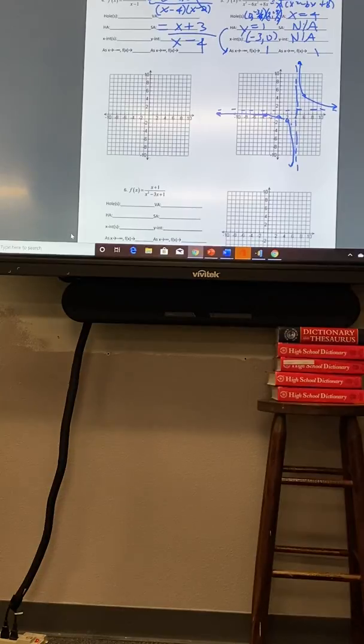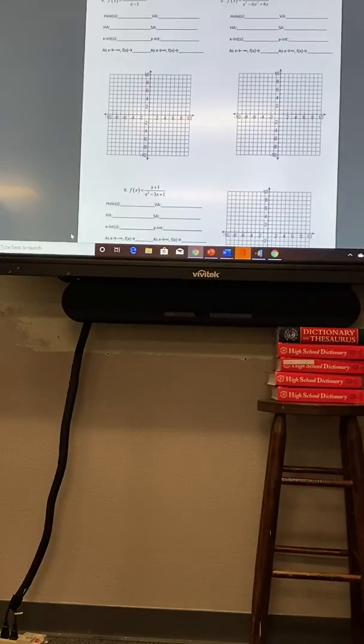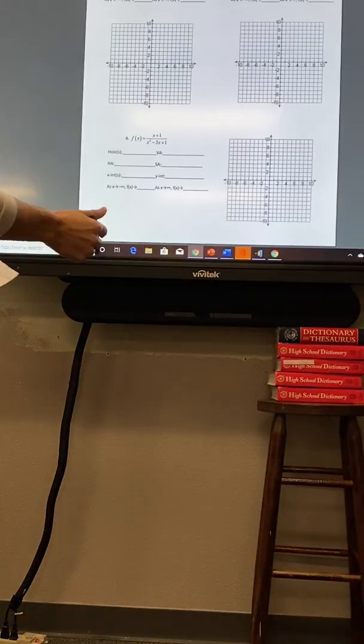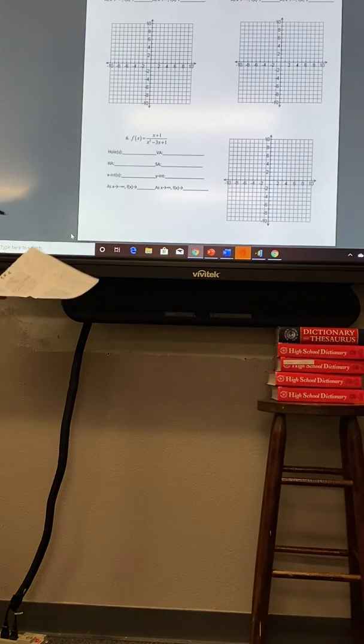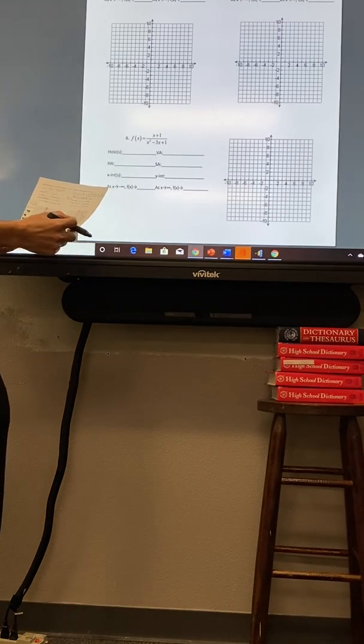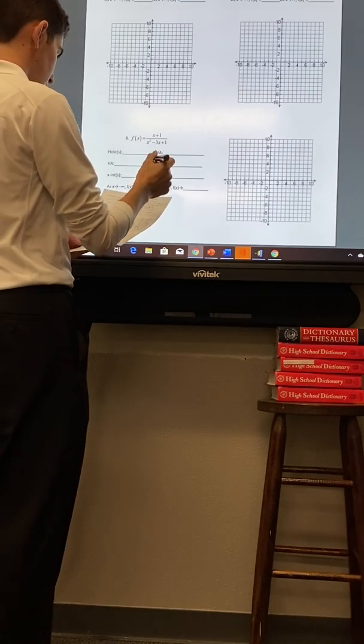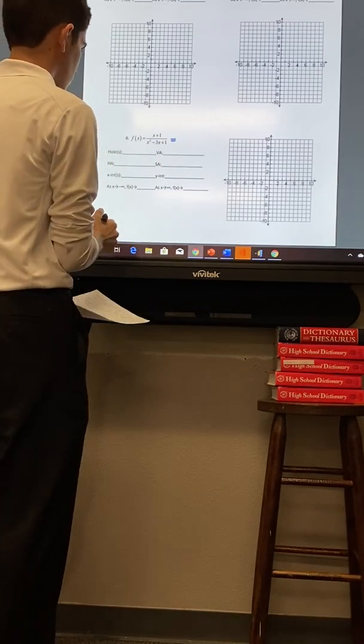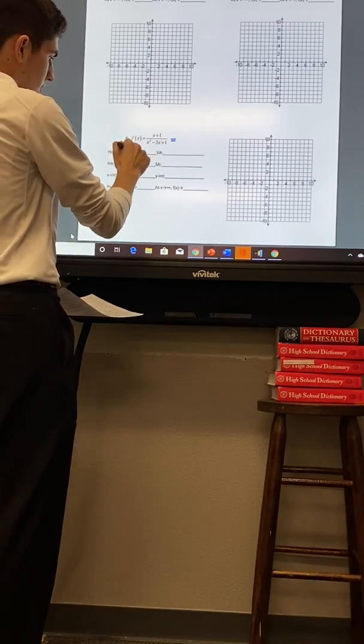I'm starting to run a little low on time, so I'm going to have to go a little more quickly on number 6. I apologize for that. But we look at number 6, and we see that we have to use the quadratic formula to simplify the denominator. So I have no holes again.